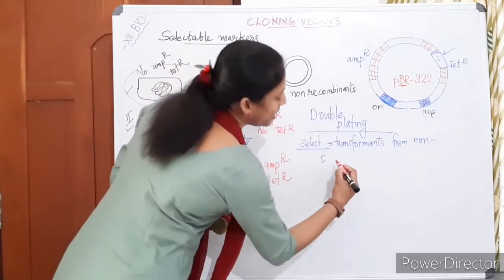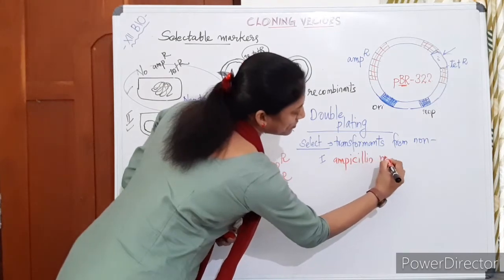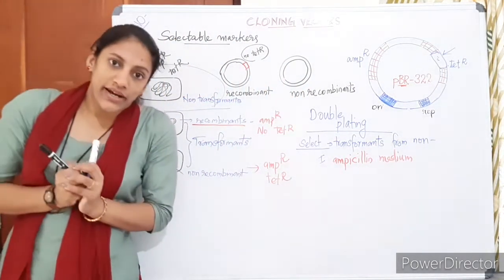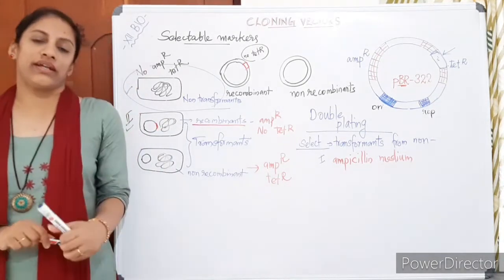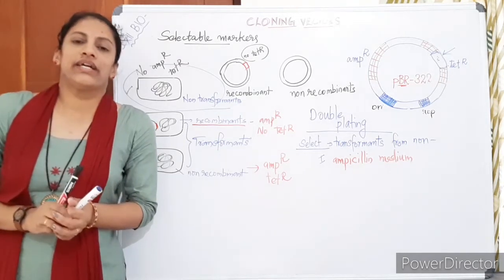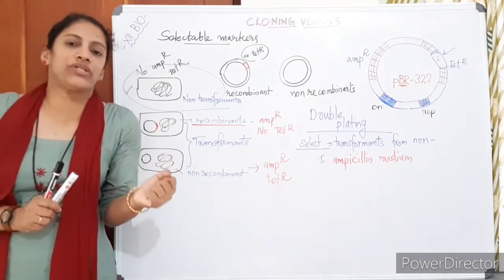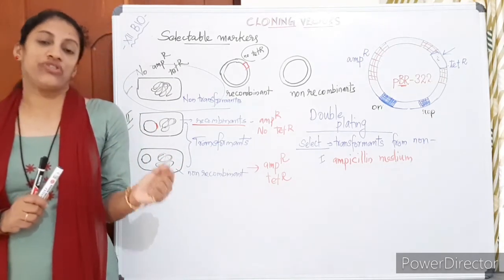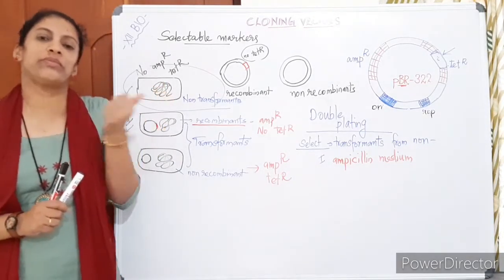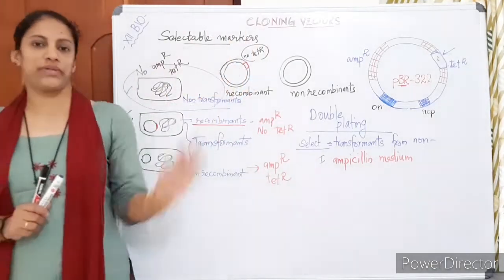By growing them in ampicillin medium. Okay? Grow the entire bacteria in an ampicillin containing medium. The bacteria which are unable to grow in that medium, which do not show ampicillin resistance, are non-transformants, and we can remove them. We have eliminated the first type.